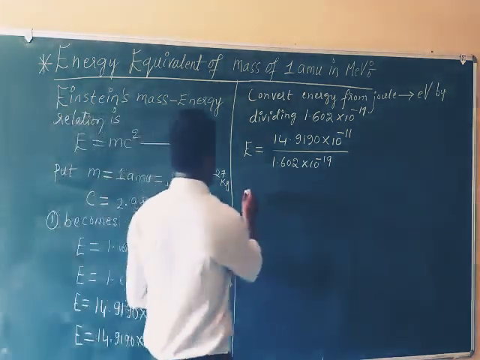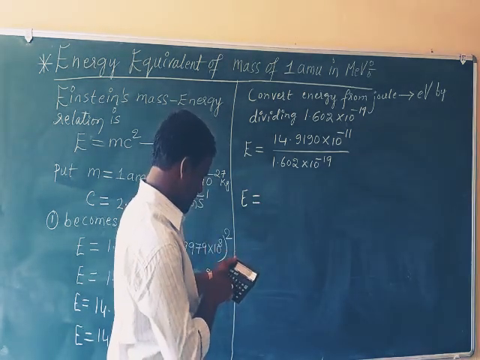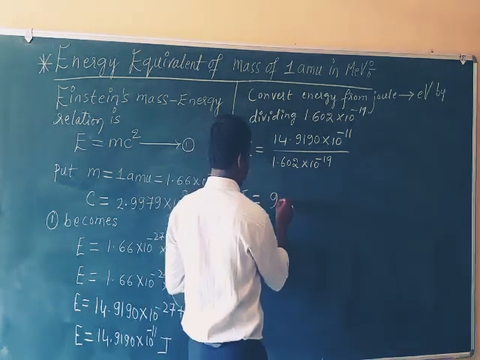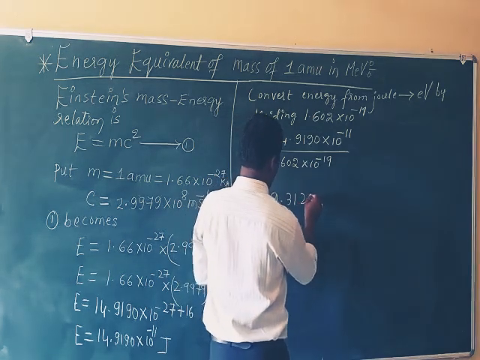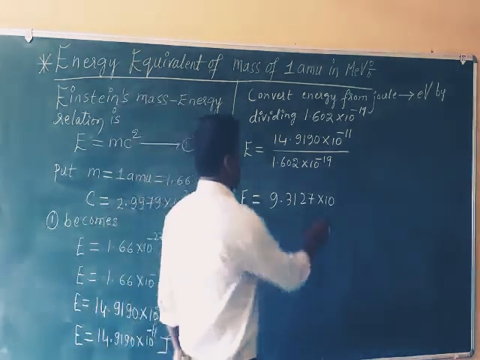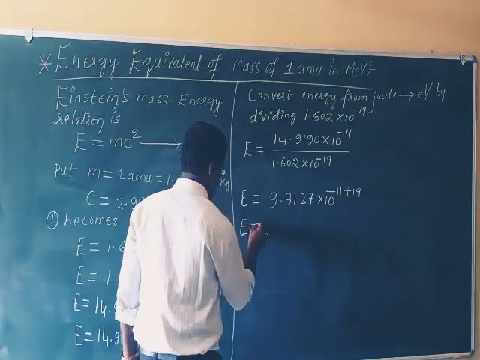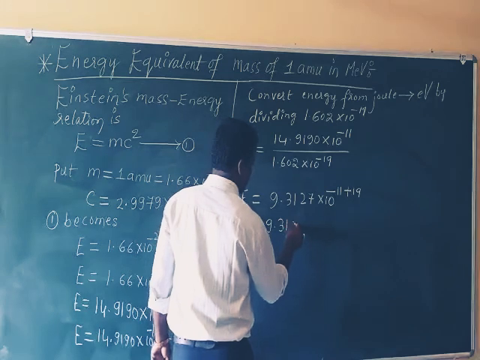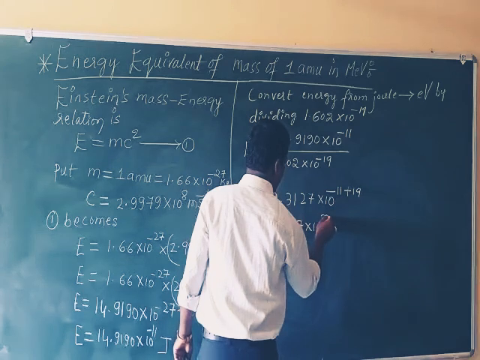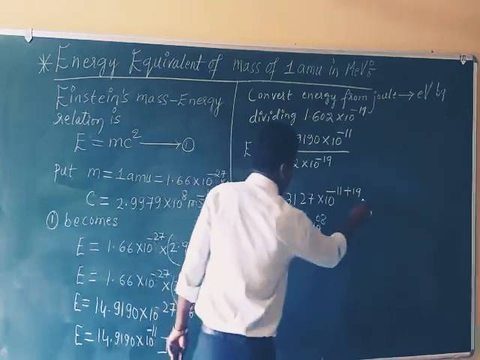So okay, E equals 14.9190 divided by 1.602, into 10 to the power of minus 11 plus 19. E equals 9.3127 into 10 to the power of 9 minus 1, that is 8. Here 1 minus 1 is 0, right? So energy equals this, in eV, electron volt.